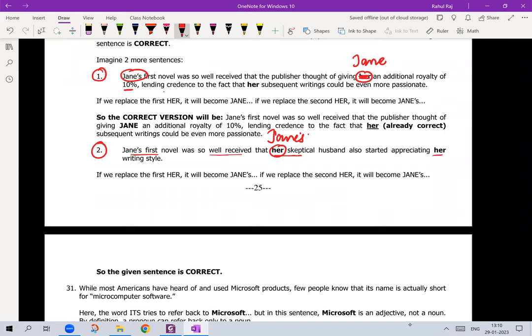Also started appreciating her writing style. Now imagine, are we talking about Jane or Jane's writing style? Simple logic. You don't have to complicate it more. Or in place of "her," just put Jane's and see if it makes sense. Jane's first novel was so well received that Jane's skeptical husband also started appreciating Jane's writing style. So here we are talking about the skeptical husband's writing style. So this "her" is also absolutely fine. Shreya, is this making sense? Yes, Rahul. It's clear now.